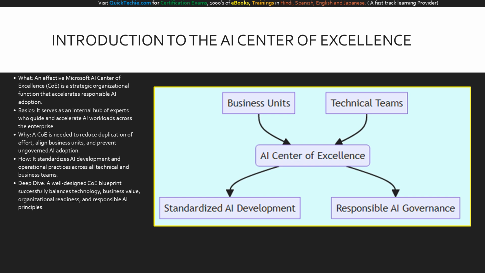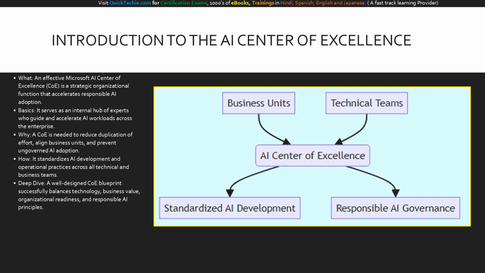Without it, organizations risk duplicating efforts or facing ungoverned AI adoption, which is also known as shadow AI. How does it work in practice? It aligns business units and technical teams, standardizing development and operational practices so everyone builds the right way. Diving deeper into the strategy, a strong COE blueprint balances technology, business value, organizational readiness, and responsible AI principles for all Microsoft platform deployments. Let's look at this structural flowchart on your screen.